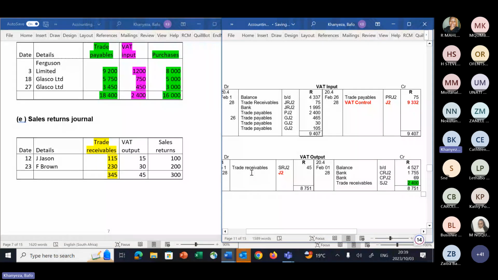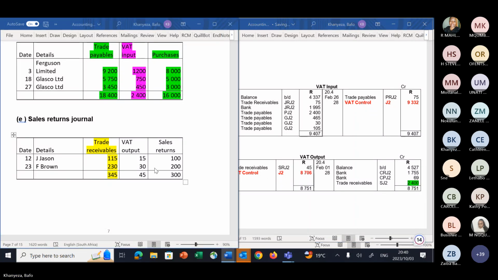Then the contra account for this amount is VAT control account. So we are taking it to the control account. You see, we can't say VAT output for VAT output. That's why you have to see. So it's gonna be 8706. Let's put it in the ledger then.